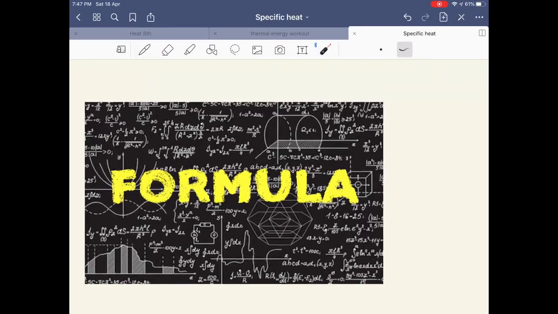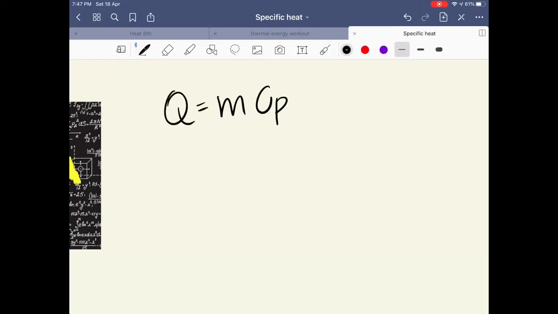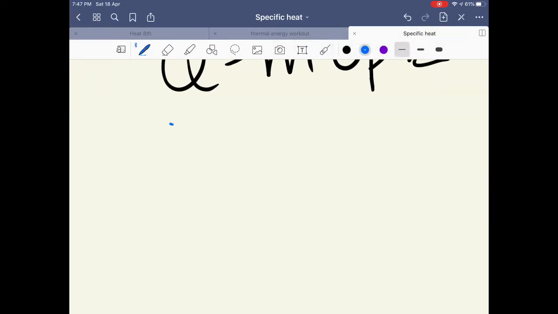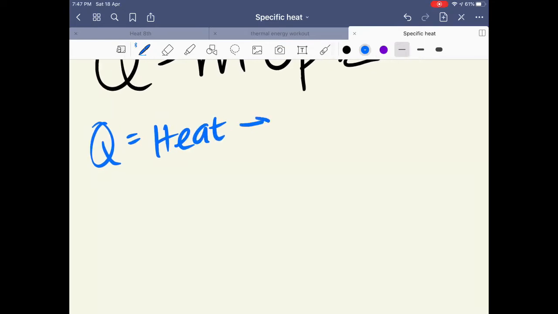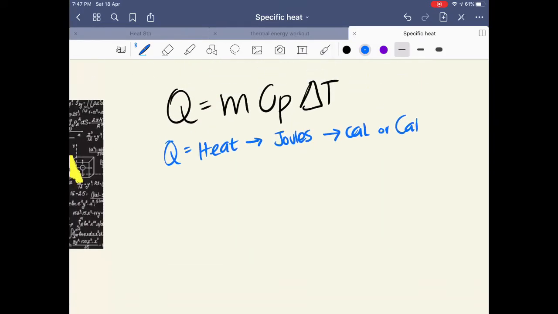The formula of heat would be: heat equals mass times specific heat times delta of temperatures. What, teacher? What is that? Okay, let's start. Q will be for heat, and heat will be given in joules. You also can change joules to calories or kilocalories. And then we have m, which is the mass, and the mass will be given in grams in this case.